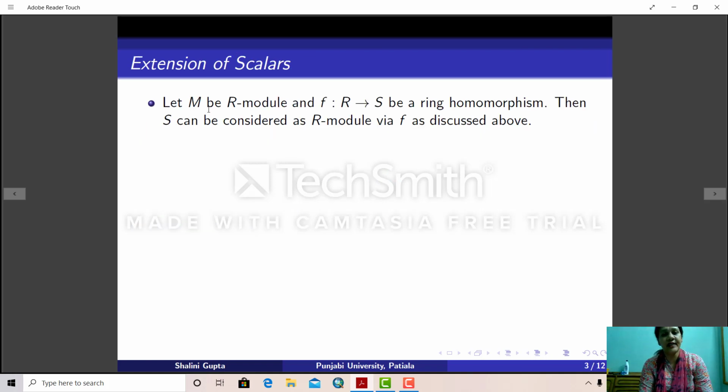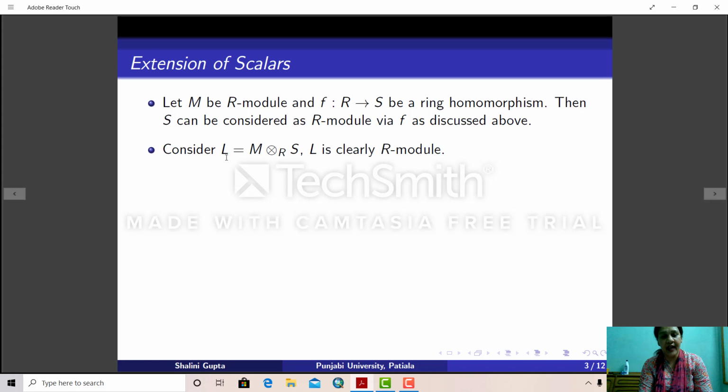Now let us discuss extension of scalars. Suppose M is an R module and F is a ring homomorphism from R to S. So as discussed above, S can be considered as an R module via F. So S is an R module, M is an R module, so we can consider their tensor product. Let the tensor product of M and S over R be denoted by L. Clearly L is an R module.